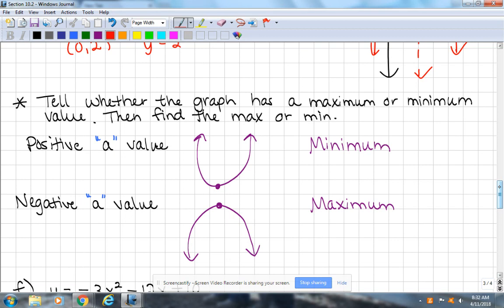So if your a term is positive, you'll have a minimum. If the a term is negative, you have a maximum.